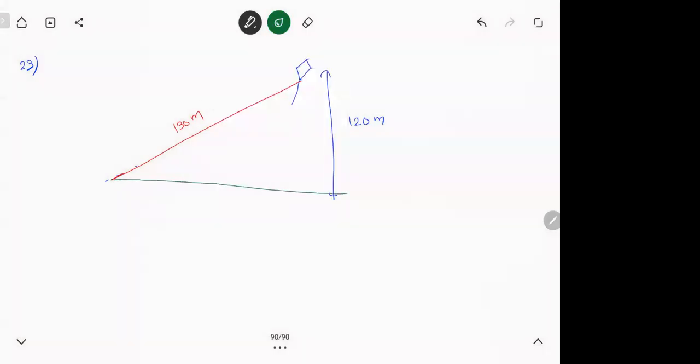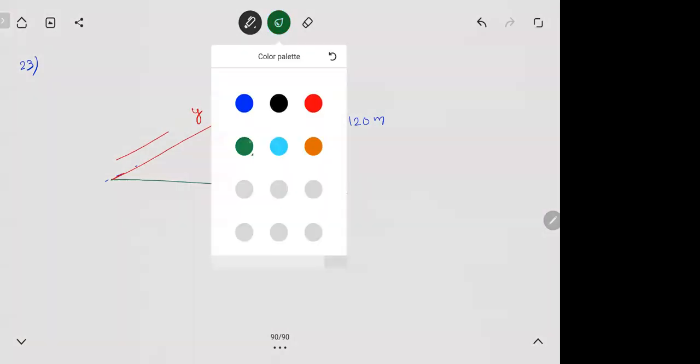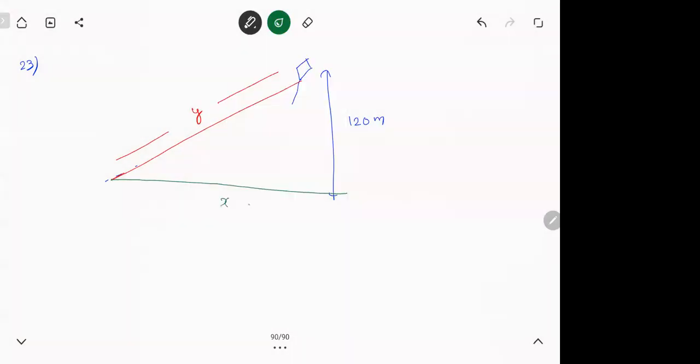So let's call this length y, and this length x. And see here I know x square plus 120 square is y square. Okay. And he's asking the rate at which the length of the string is going out. Meaning what he is asking is the rate at which the string is being pulled out.